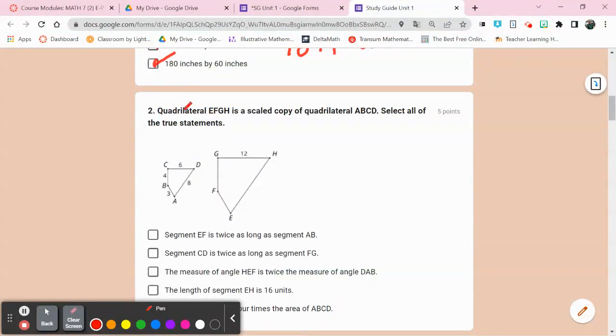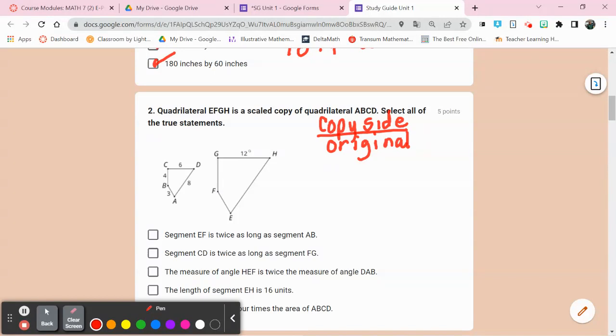Question 2, quadrilateral EFGH, that's this one, EFGH, is a scaled copy of quadrilateral ABCD. Select all the true statements. I'm going to need scale factor. I might as well get it. So I need the copy side over the original side, and they have to be corresponding sides, meaning the same side on both figures.